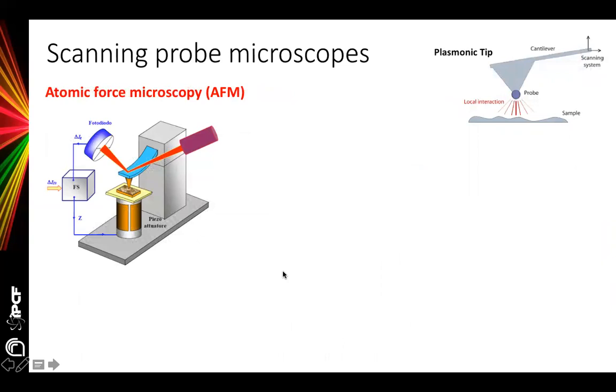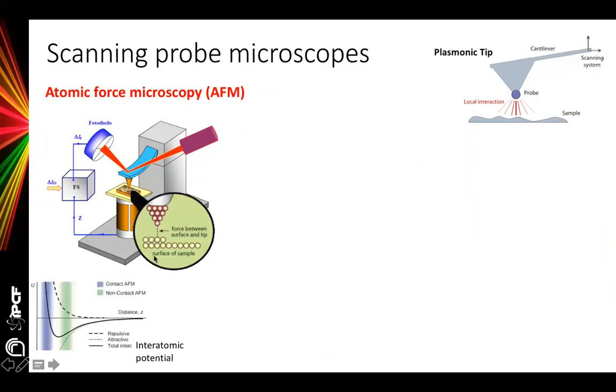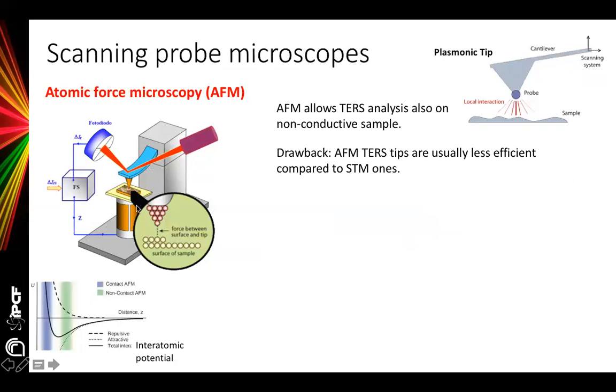Another SPM frequently used is the atomic force microscope, AFM, where the interaction between the tip and the sample is due to the atomic forces, the van der Waals forces, that are monitored by registering the deflection of an elastic cantilever, observed with the reflection of an IR laser on top of the surface of this cantilever. AFM is very appealing in TERS because it allows TERS analysis also on non-conductive samples, but it is usually less efficient compared with the STM TERS because of the different plasmonic properties of the tip in the two cases, that we will consider later.